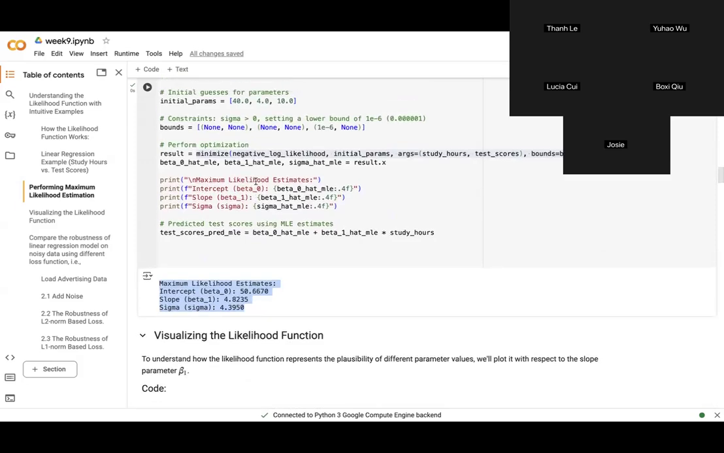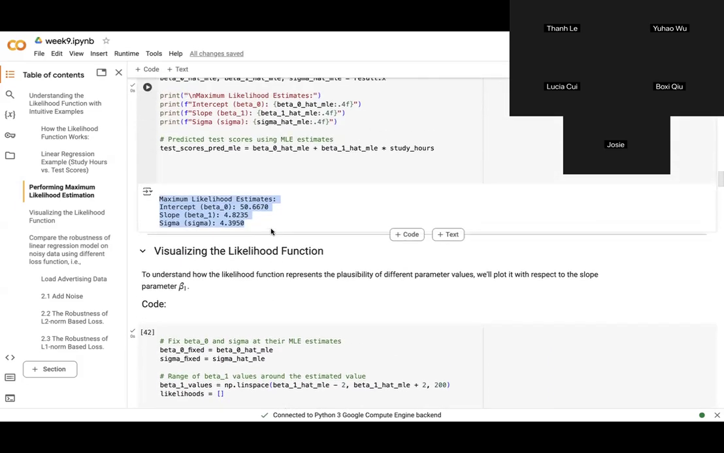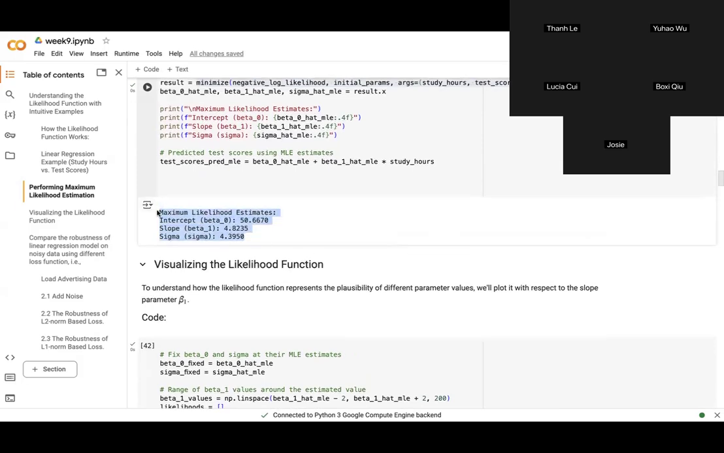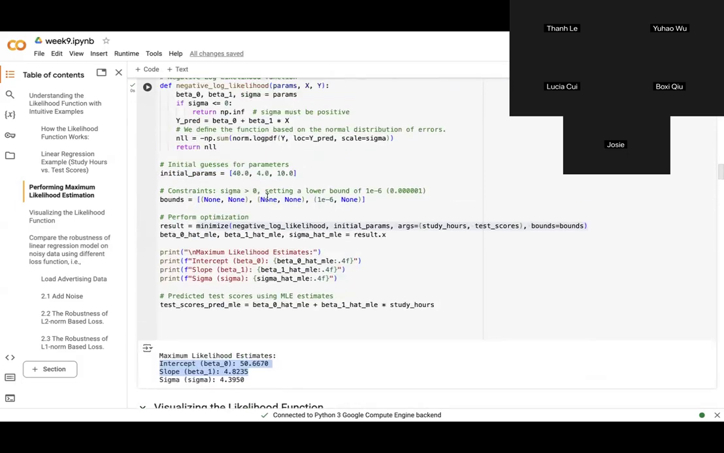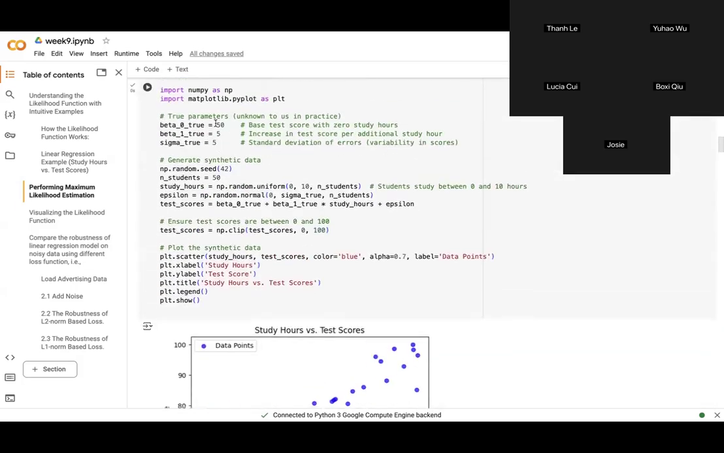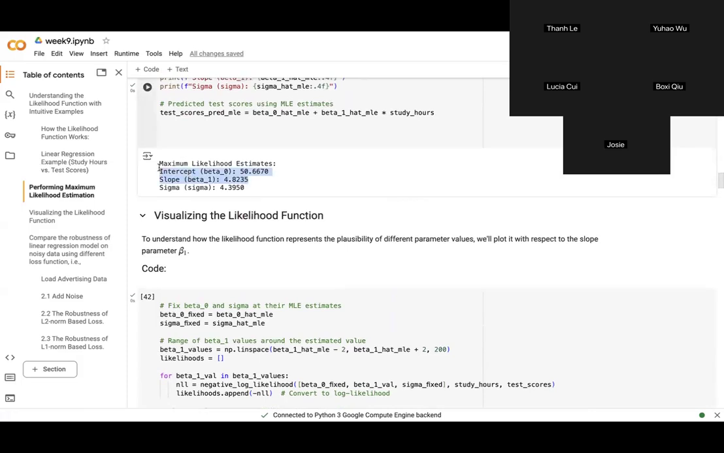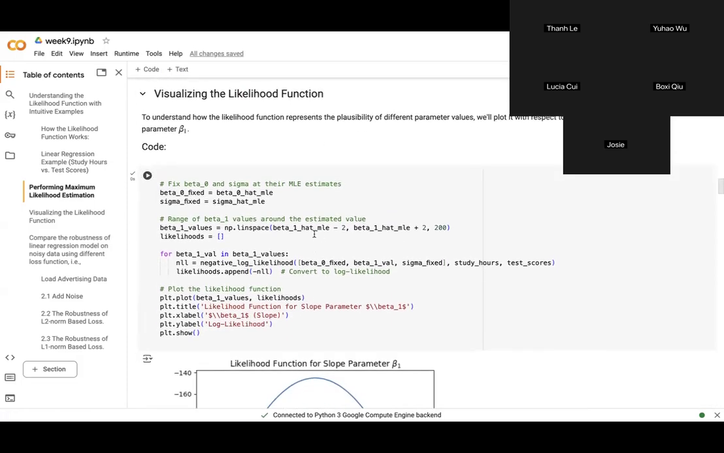Based on our training data from before, we make an estimation of our linear regression. Okay, so this is the result, beta 0 and beta 1. And the ground truth beta 0 and beta 1 are 50 and 5. So the estimated values are very close, right?